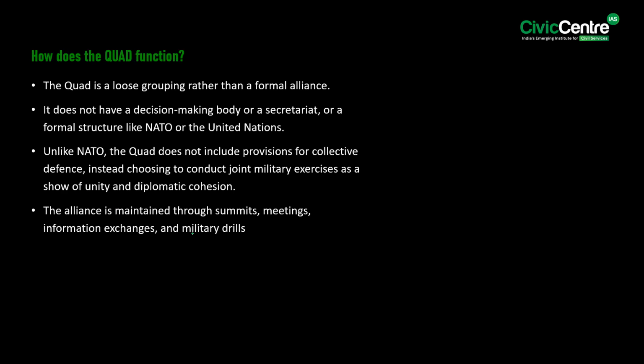Then, how does Quad function? See, the Quad is a loose grouping rather than a formal alliance. So it does not have a decision-making body or a secretariat or a formal structure like NATO or the United Nations. Furthermore, unlike NATO, the Quad does not include provisions for collective defense, instead choosing to conduct joint military exercises as a show of unity and diplomatic cohesion. Know that the alliance is maintained through summits, meetings, information exchanges, and military drills.